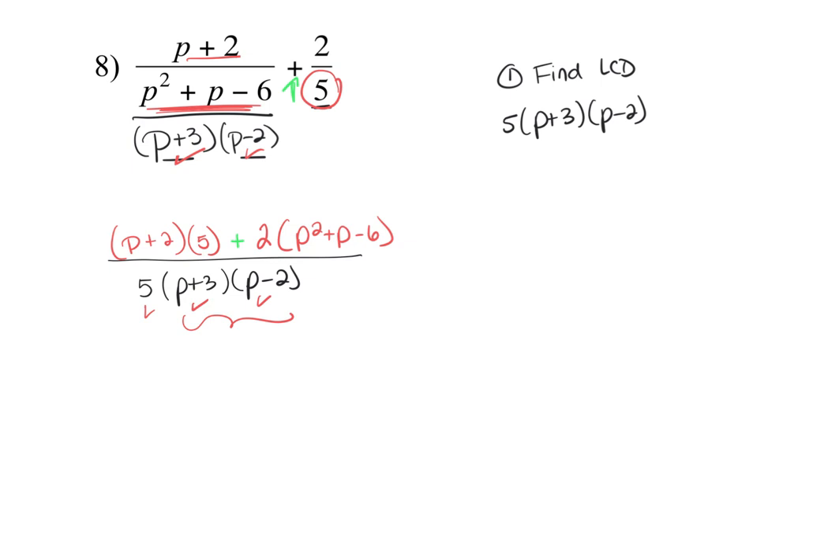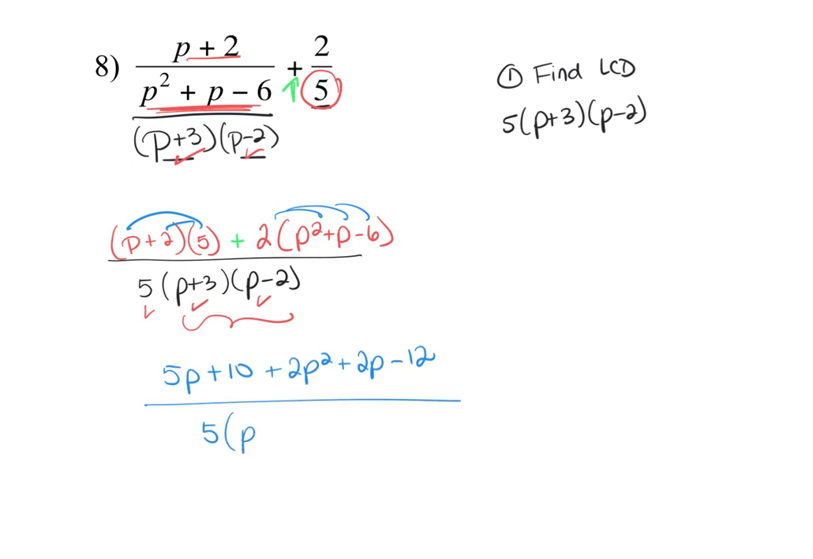And now I'm just simplifying. I'm going to distribute this 5. I have 5p plus 10. I'm going to distribute this 2. I have 2p squared plus 2p minus 12. And then my denominator should stay exactly the same.